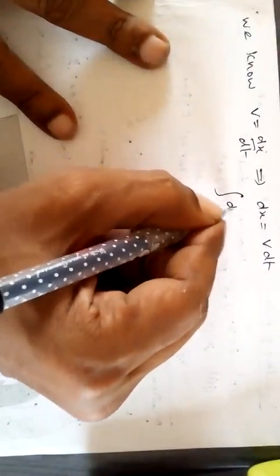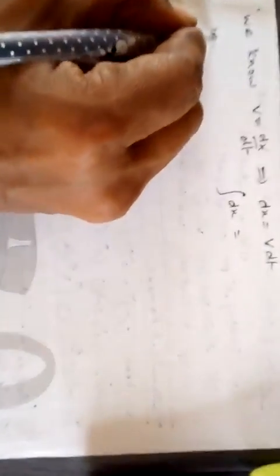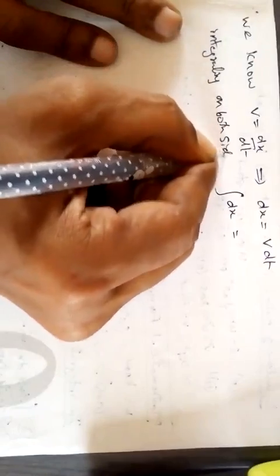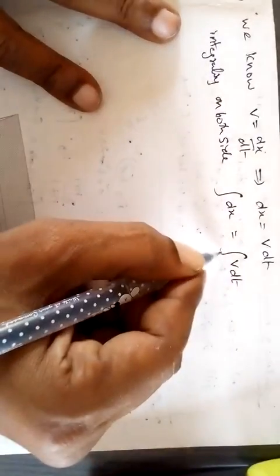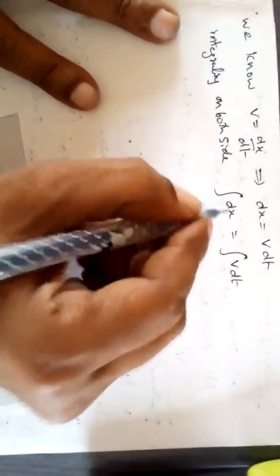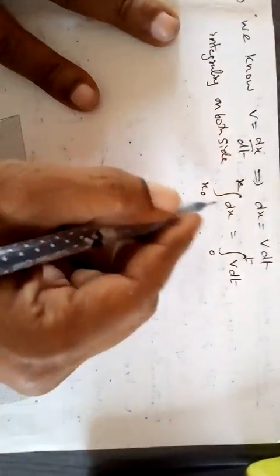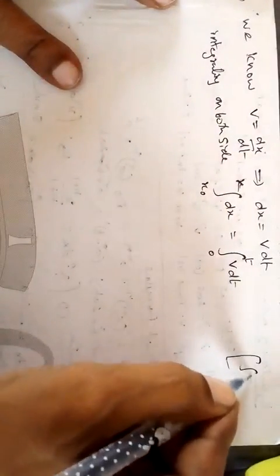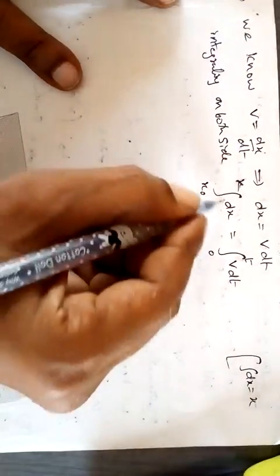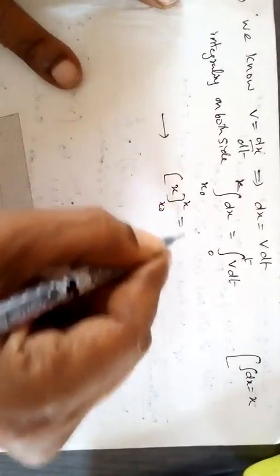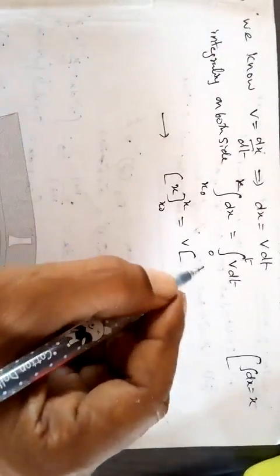Integral dx, integrating on both the sides. What is the symbol for integration? This symbol is called the integral symbol. Integral v dt. Its limits are displacement: initial displacement x0, final displacement x, and time limits are 0 and t. Integral dx, just now I said, integral dx is equal to x, so this is nothing but x. So x limits are x0 to x.